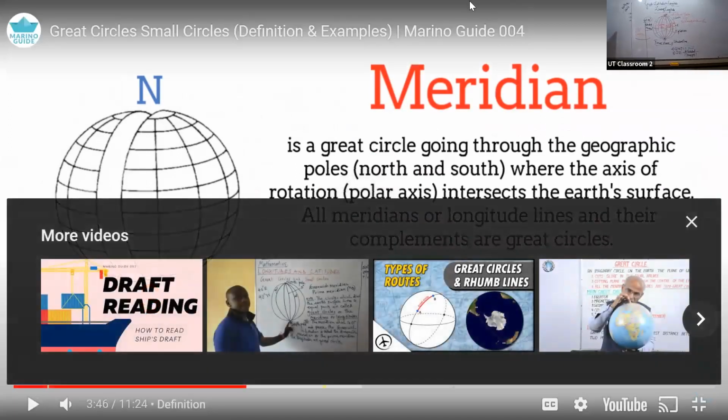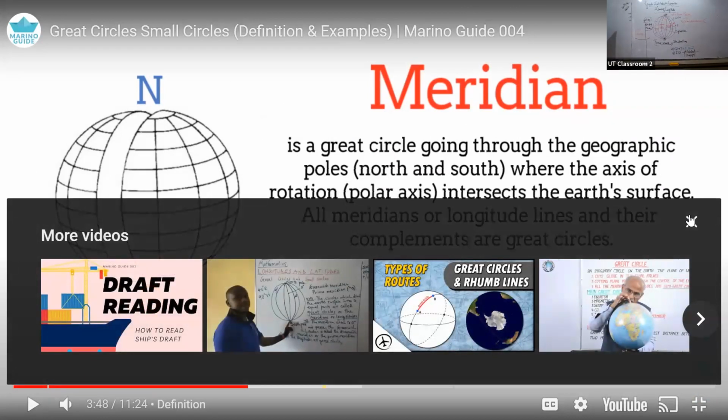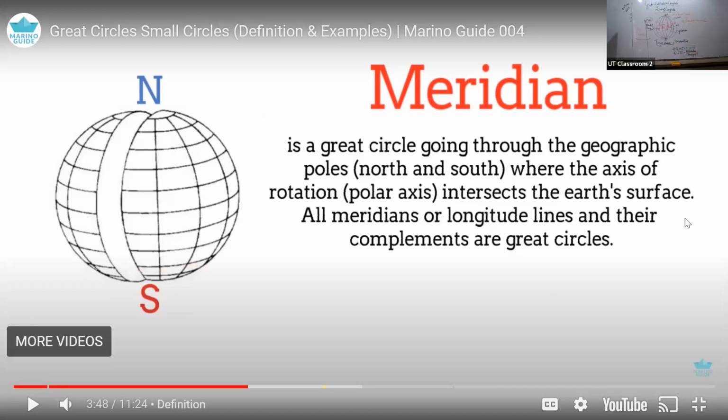Are you able to see this meridian great circle? The earlier one, what we have done, was the equator type. Now this is also a great circle, but the earlier one was in a horizontal direction. Now this is a longitude. It's a great circle going through the poles, north and south, where the polar axis intersects the Earth's surface. All meridians or longitude lines and their complements are great circles. In latitude, when we looked, we found only one great circle, whereas in longitude all are great circles. Do you accept? No. No.